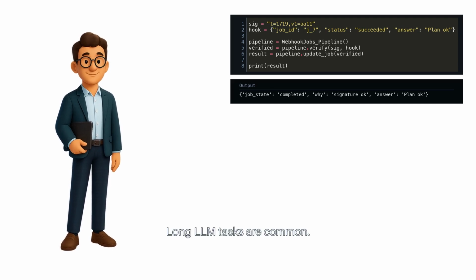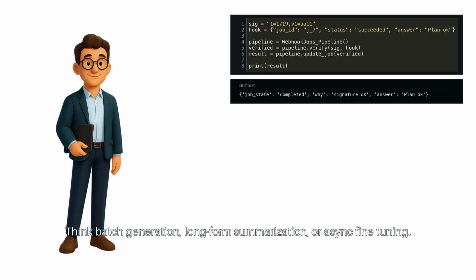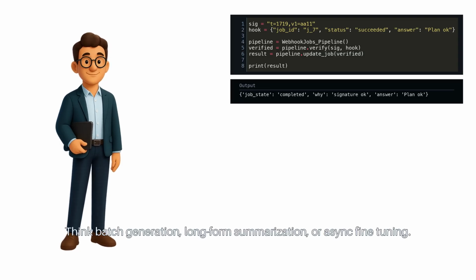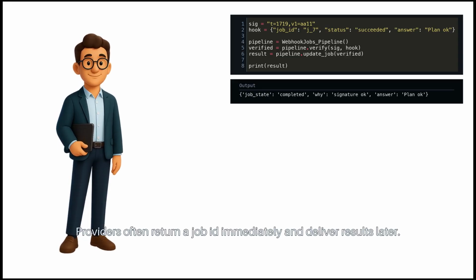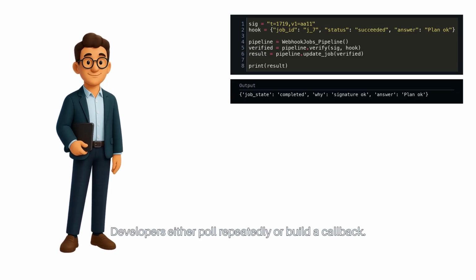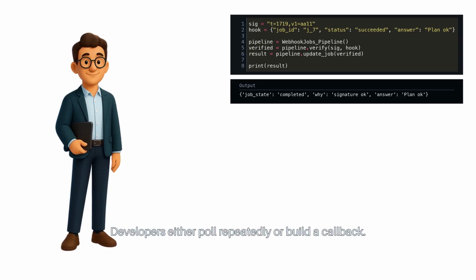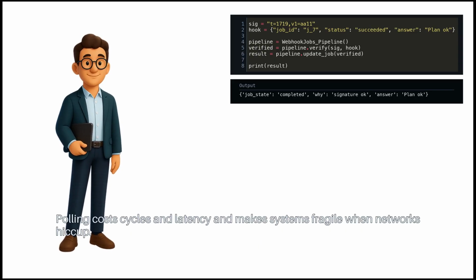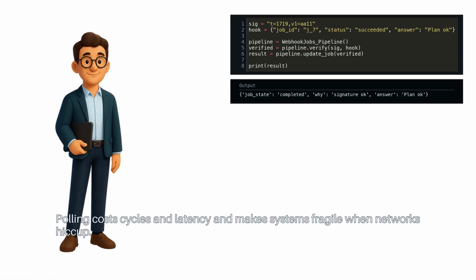Long LLM tasks are common. Think batch generation, long-form summarization, or async fine-tuning. Providers often return a job ID immediately and deliver results later. Developers either poll repeatedly or build a callback. Polling costs cycles and latency, and makes systems fragile when networks hiccup.